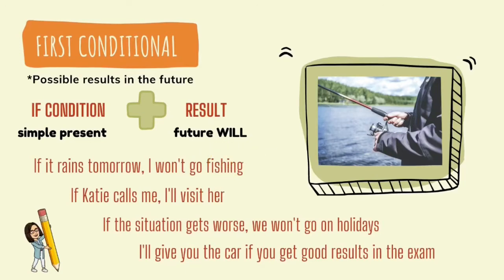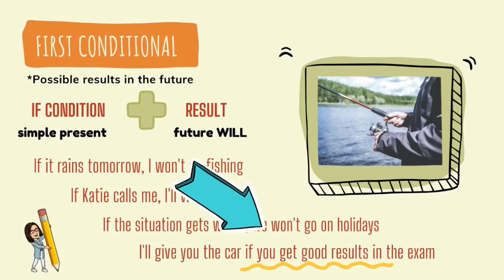Let's see some examples. If it rains tomorrow, I won't go fishing. If Katie calls me, I'll visit her. If the situation gets worse, we won't go on holidays. I'll give you the car if you get good results in the exam. Okay, look, here in the final sentence, again, there is an inversion of the two parts, but it's perfectly okay, right?